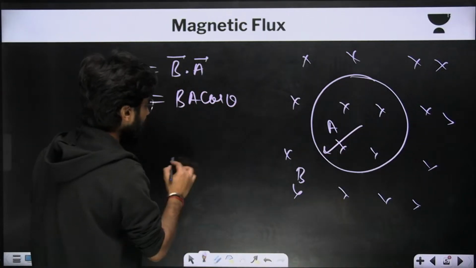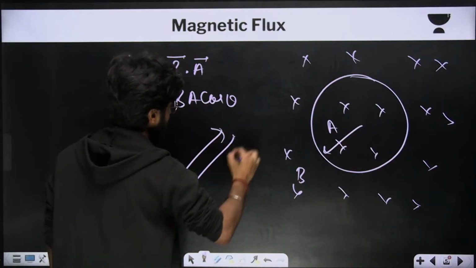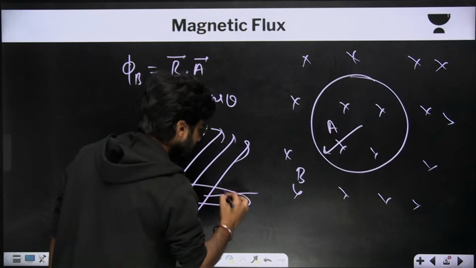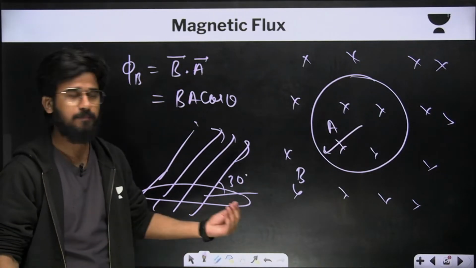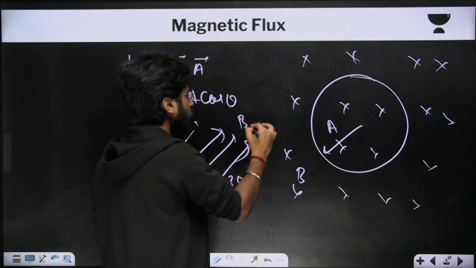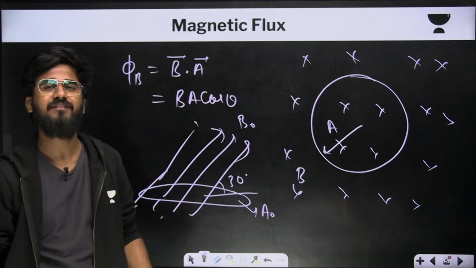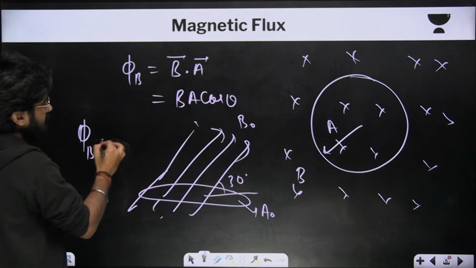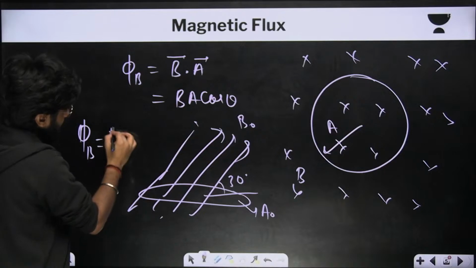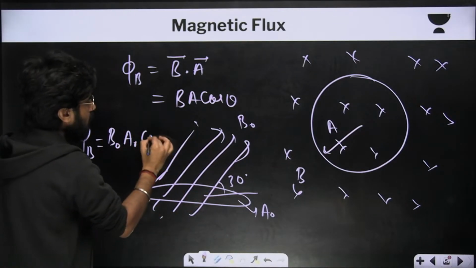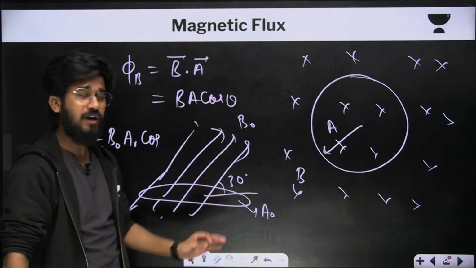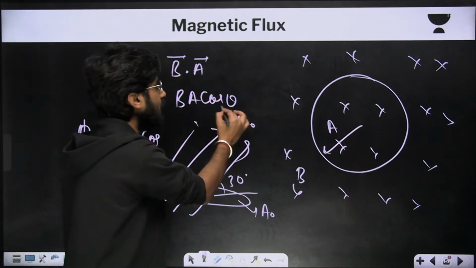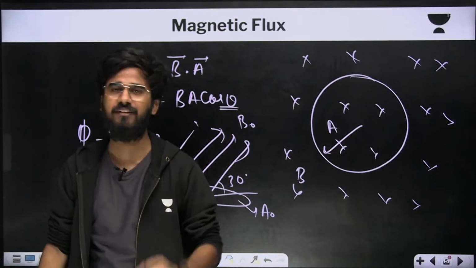Suppose this is the magnetic field's direction, and this is our area, and this angle is 30 degrees. The magnetic field is B naught, the area is A naught, and we have to calculate the magnetic flux passing through this area. So phi B, the magnetic flux, equals B naught multiplied by area A naught multiplied by cos of what? 30 or something else? First of all, you will have to take the area vector, and theta is the angle between the magnetic field and the area vector. So what is the area vector?